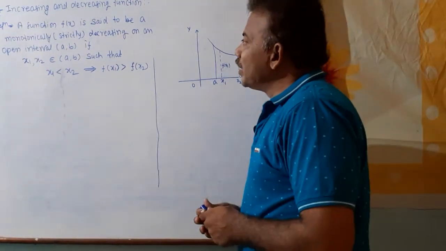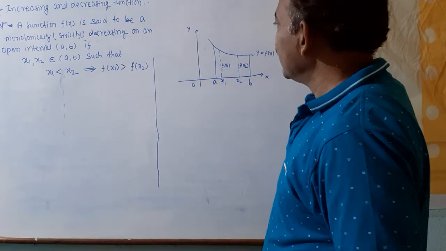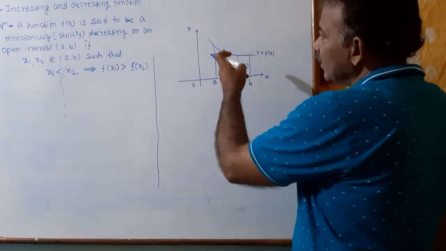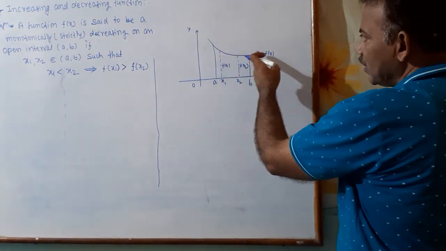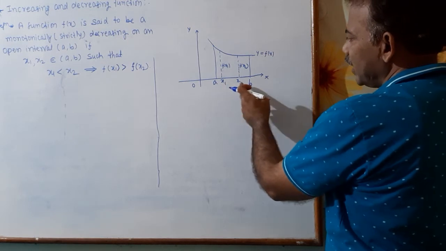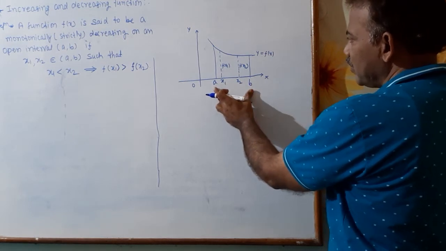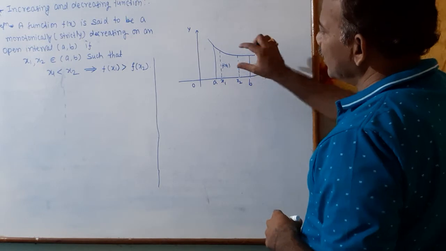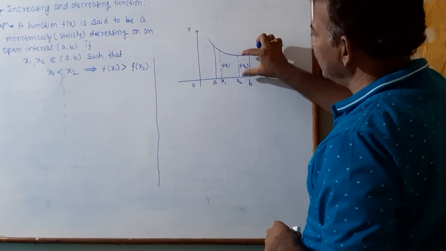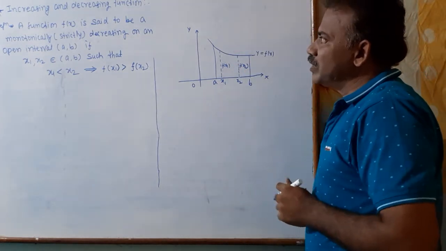Next we will see what is a decreasing function. See a graph also. Clearly the graph is decreasing here. We have taken x1 and x2, 2 points in the open interval (a, b), right? Here f(x1) means this length, f(x2) means this length. So what is the definition of a decreasing function?